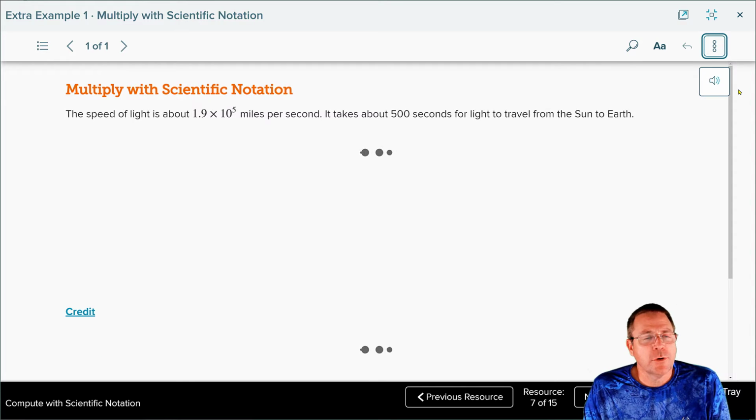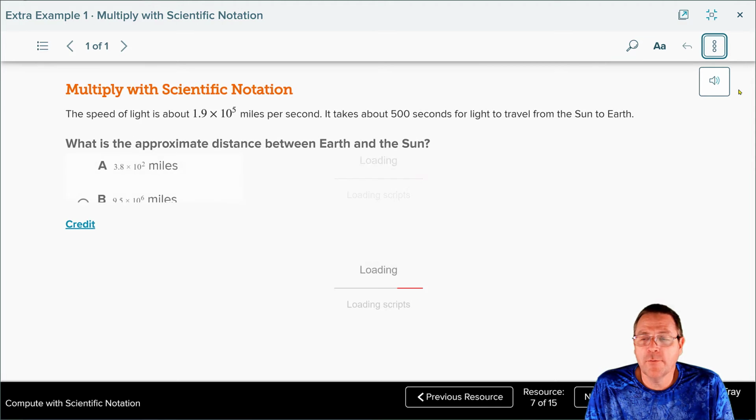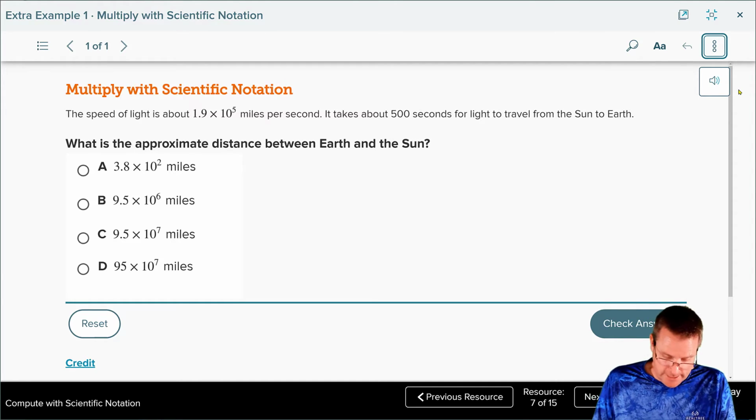Now it's going to be your turn. The speed of light is about 1.9 times 10 to the 5th, and it takes 500 seconds for light to travel to the sun. So, which one of those is going to be the appropriate answer? They gave you a hint. They want it in scientific notation, even though it really doesn't make a whole lot of sense. But we shall see.